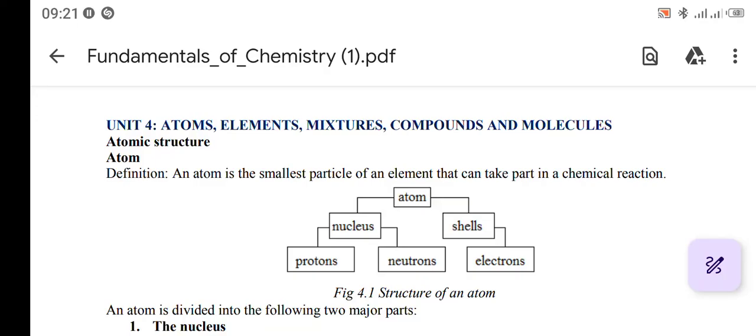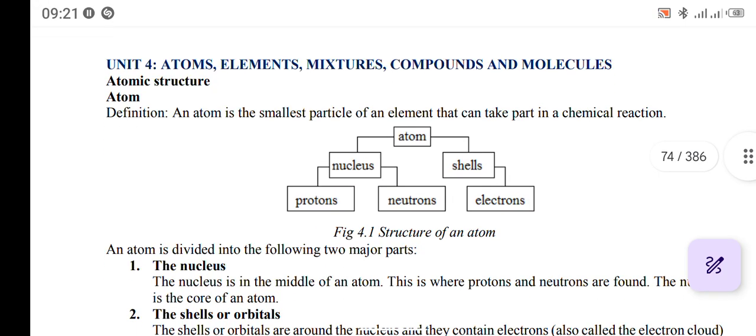Alright, so welcome to chemistry class. We're going to look at unit 4, or topic 4 in other words. Topics: atoms, elements, mixtures, compounds, and molecules. Alright, so we're going to look at the structure of an atom. So we need to know what an atom is.